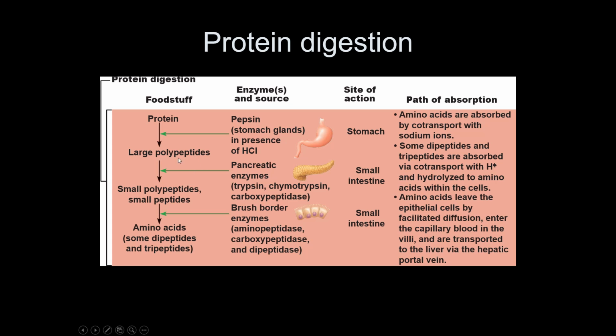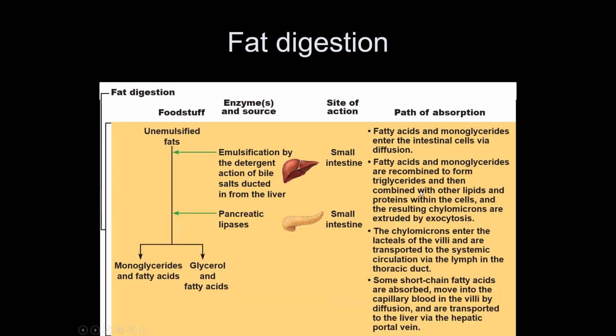So trypsin breaks large polypeptides down into small peptides. Really, I shouldn't say 1 or 2 or 3 amino acids. I should say more like 2 to 4 amino acids. That's how big it's going to be after trypsin gets its job done.